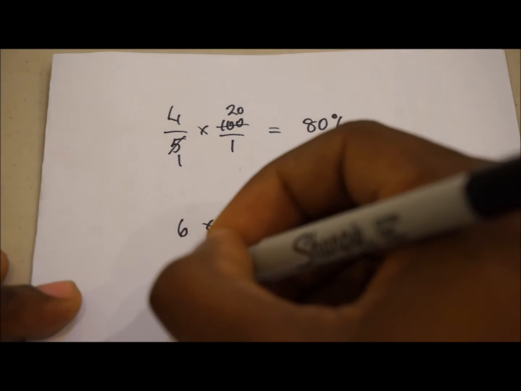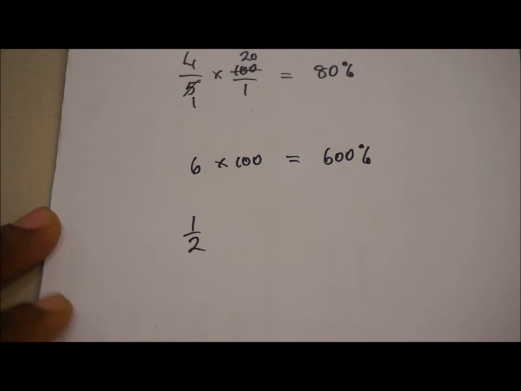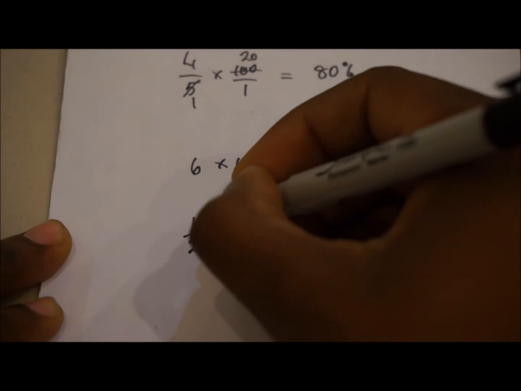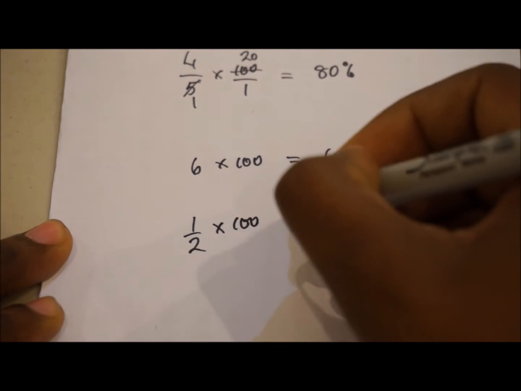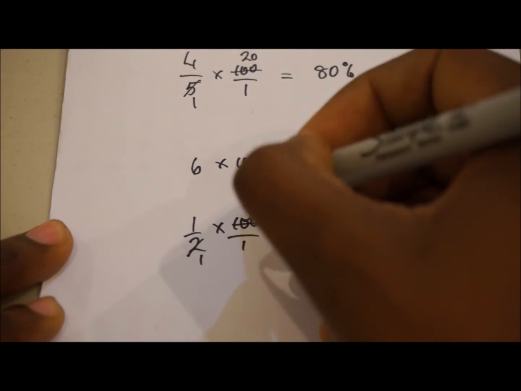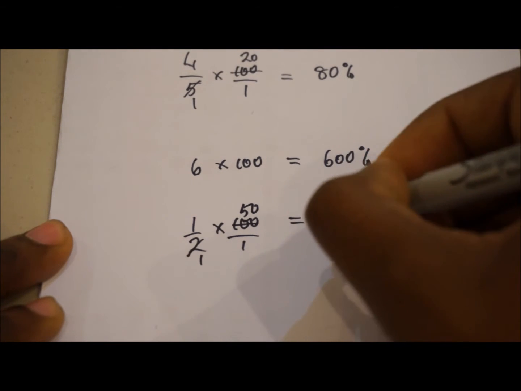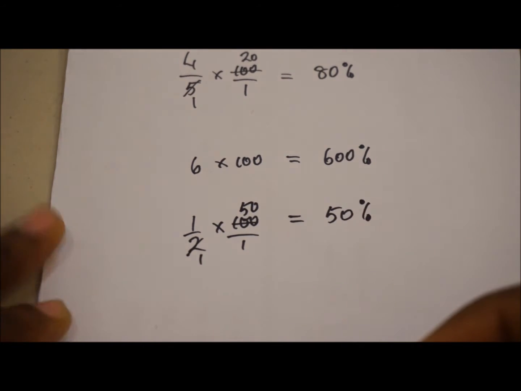Another example. Convert a half into a percent. 1/2 into a percent. Take 1/2 and multiply 1/2 by 100. 1/2 by 100, 2 into 2 goes once, 2 into 100 goes 50 times. Therefore, 1/2 is the same as 50%.